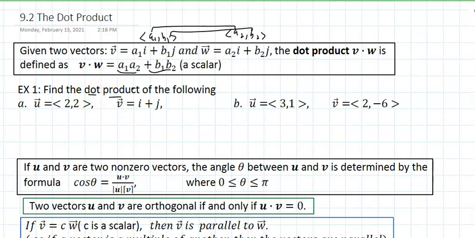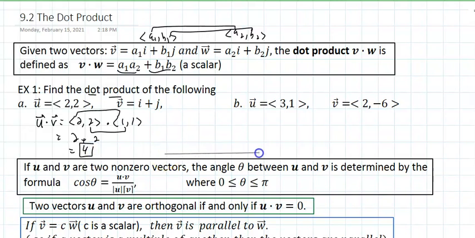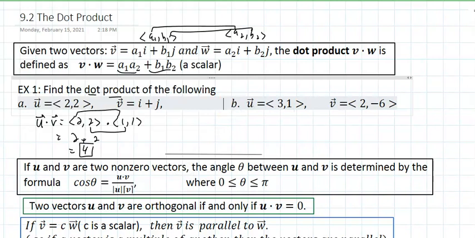Dot product is really simple. You'll say u dot v is going to be 2, 2, dotted with 1, 1. And that is 2 times 1 plus 2 times 1. That's simply a 4. What is that used for? Well, I'm glad you're asking. Just hold your horses. You'll figure this out in a minute.